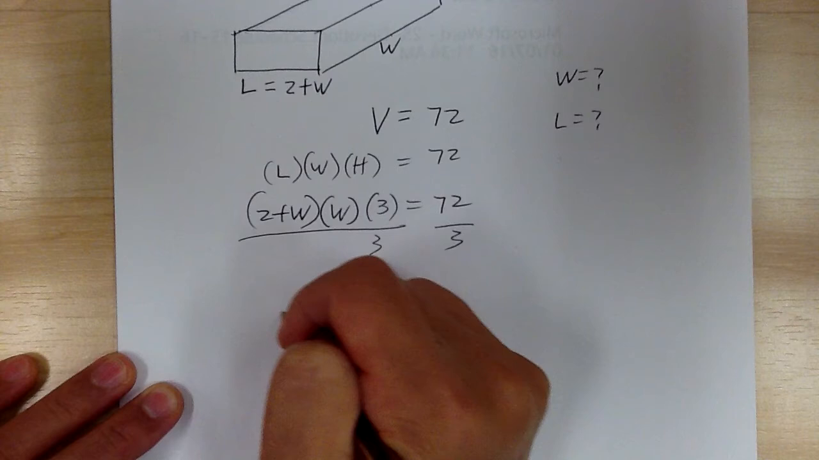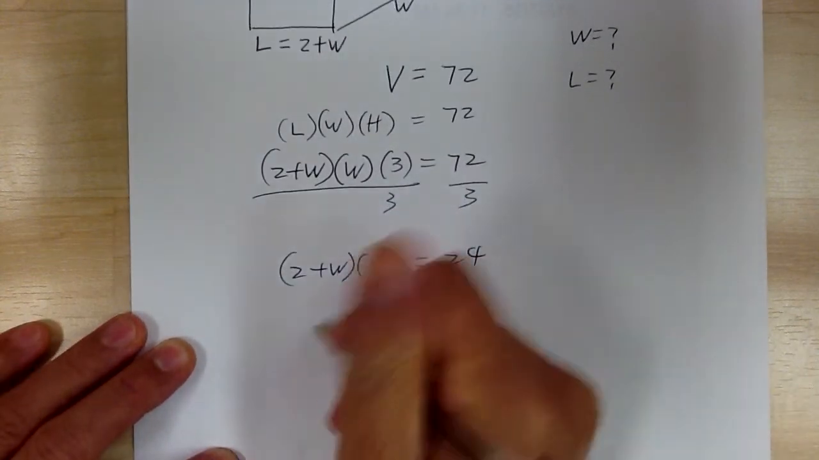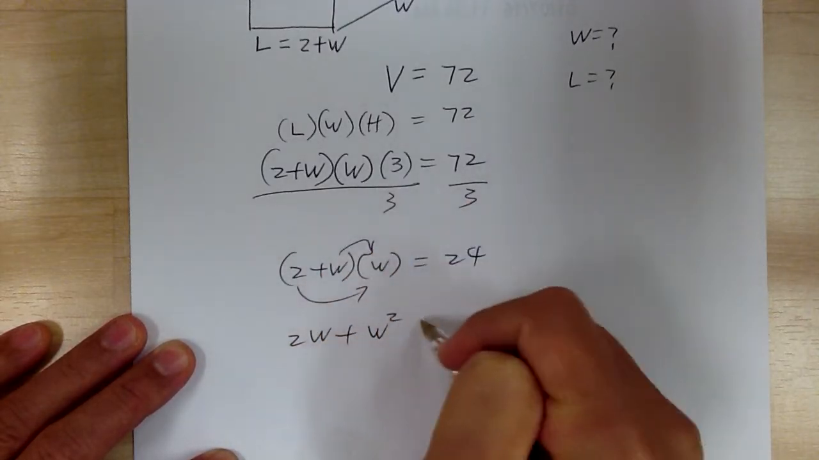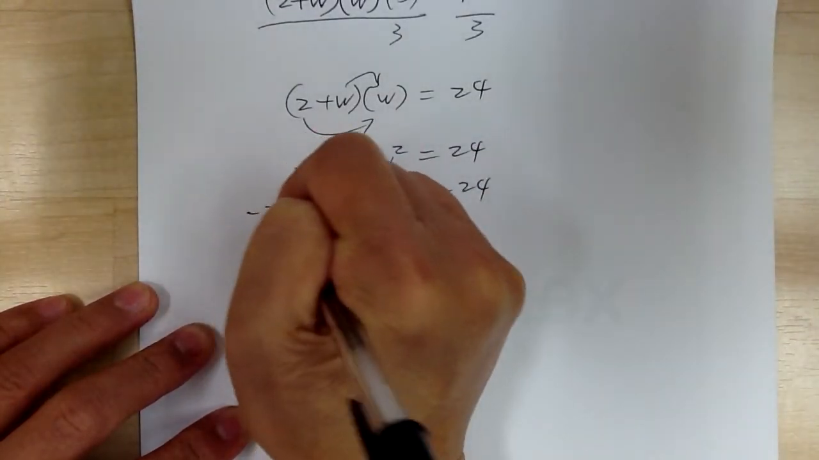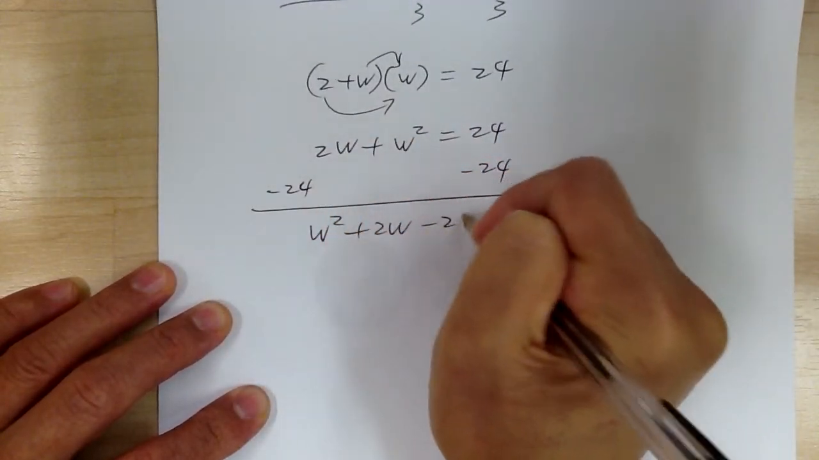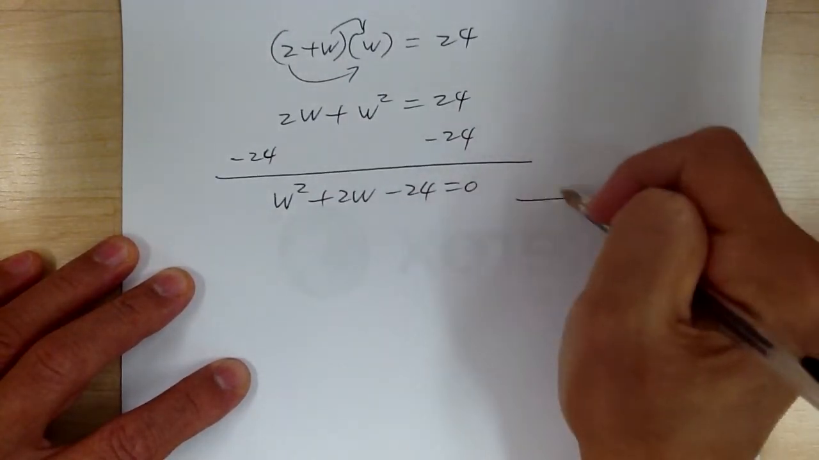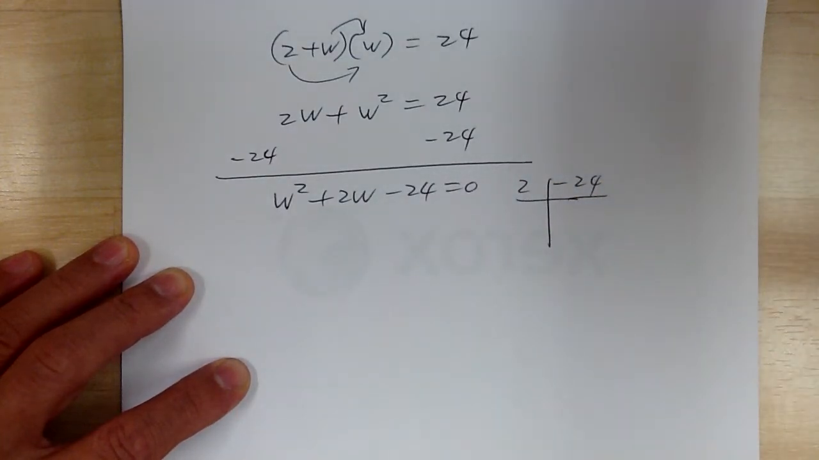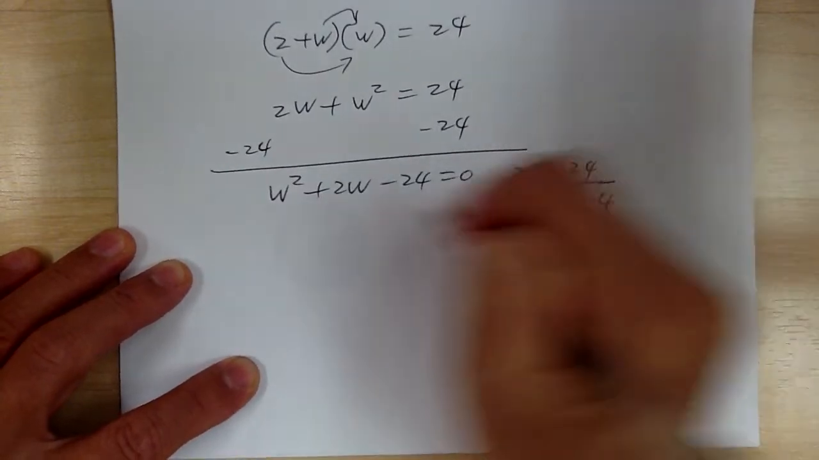So you're going to get 2 plus W times W equal to 24. Now you work it out. You're going to get 2W plus W squared equal to 24. Now you're going to solve, right? So minus 24, minus 24. You get W squared plus 2W minus 24 equal to 0. Then you do the factoring. Step 1, no good. Step 2, no good. Step 4, master product. Again, everything's step by step, using all the skills that you learned. So you need to have 6 and negative 4.